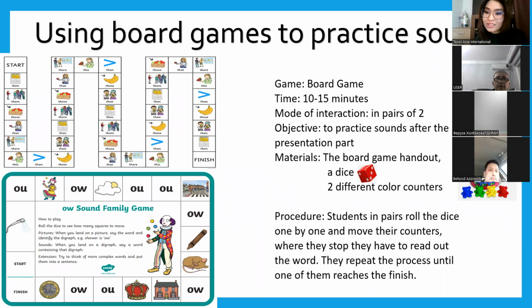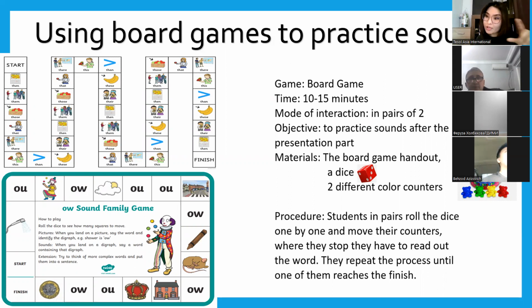Board games are used as a practice activity after you introduce and present that very sound, and you give lots of examples, and then you can give this board game. To play this board game, you need to download the board game, or you can make your own board game. Mostly 10 to 15 minutes would be enough, and your students sit in pairs of 2. And the objective is to practice sound after the presentation part.